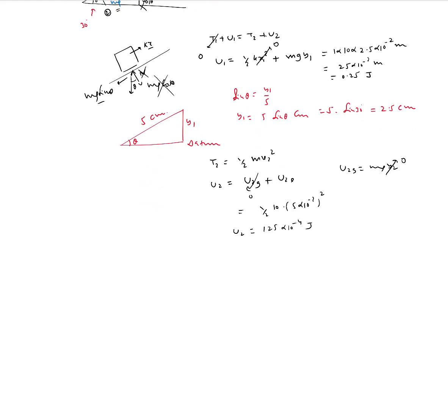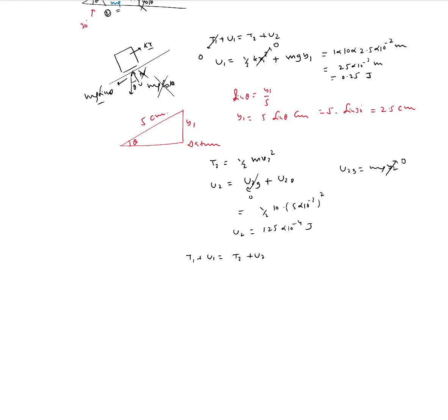That's U2. So all we have to do now is add them together, right? T1 plus U1 equal to T2 plus U2. T1 is 0, U1 is 0.25, T2 is 1/2, mass is 1, v2 squared, plus U2 is 125 into 10 power minus 4. So let's do the math. What do we get? We get v2 squared over 2 equal to 0.25 minus 0.125. Actually it's not 0.125, this is 0.0125. So what do we get out of that? Let's do the numbers.